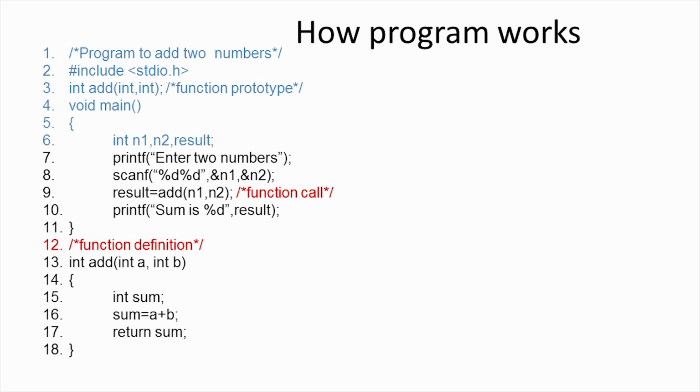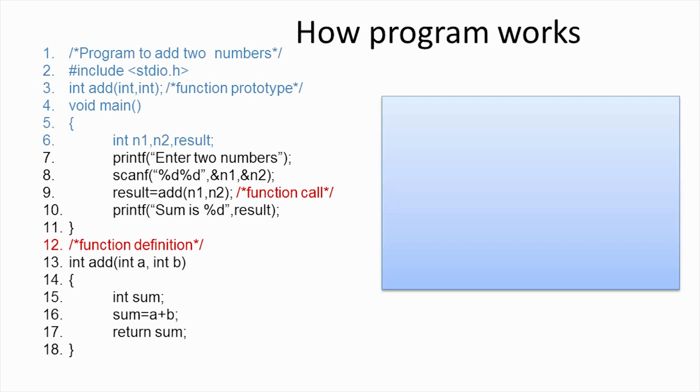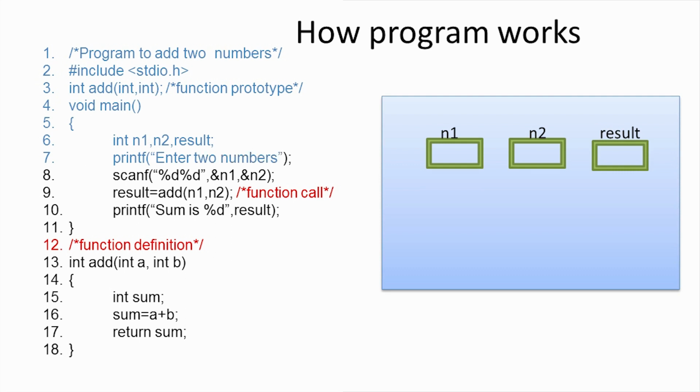Sixth line is variable declaration. Three memory locations with names n1, n2 and result have been allocated. Each one can hold integer value. Seventh line is a prompt message to enter two values. Eighth line is the scanf function to read values. Here we read two integer values and store the values in memory locations n1 and n2. For example, if the user inputs the values 3 and 5, 3 will be stored in n1 and 5 will be stored in n2. Ninth line is the call to function add.